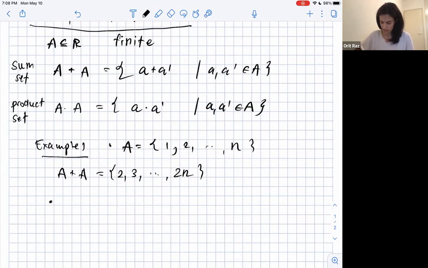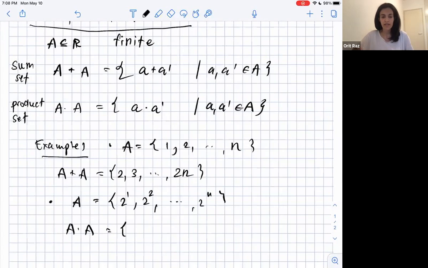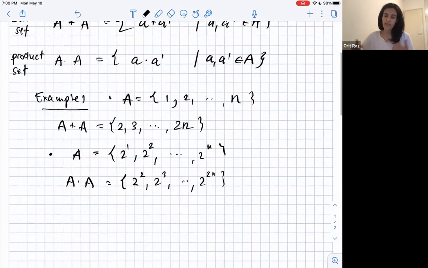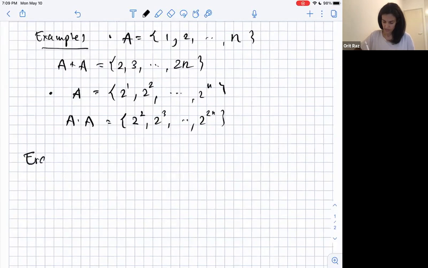So this is one example, and if we take A to be a geometric progression, then again, this time the product set will be small, because all the elements will be of the form 2 to the power of i plus j, where i plus j is between 1 and n. So again, linear in n, even though we expected something quadratic in n.